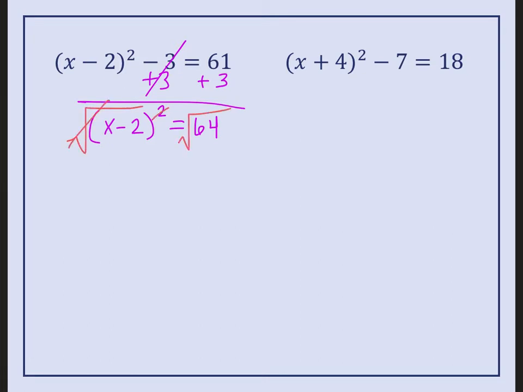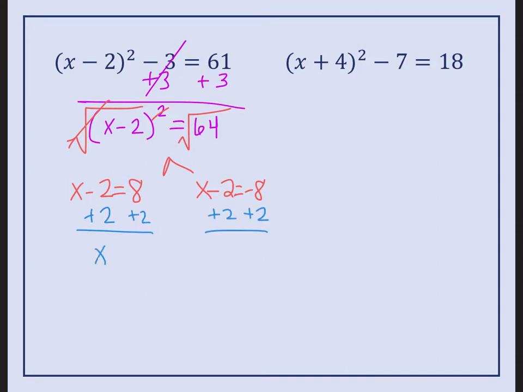The square root of a square, they basically cancel out. I'm now left with x minus 2 equals, and what is the square root of 64? It is a perfect square, so it's equal to a positive 8 and a negative 8, because when we take the square root, we have the positive solution and the negative solution. Now we add 2 to both sides, and we get x equals 10 and x equals negative 6.